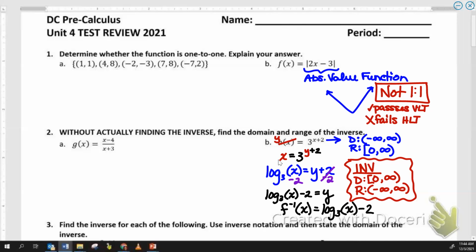You remember what we did in our rational unit? We have a vertical asymptote at x equals -3. Will this have a horizontal or a slant asymptote? Horizontal. How do we know?